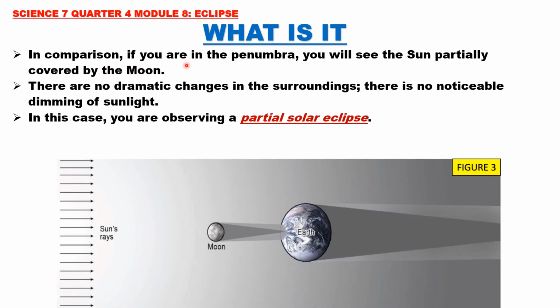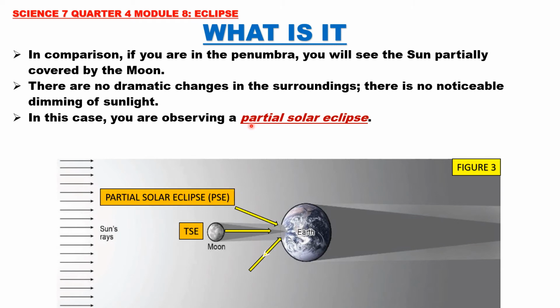In comparison, if you are in the penumbra, you will see the sun partially covered by the moon. There are no dramatic changes in the surroundings. There is no noticeable dimming of sunlight. In this case, you are observing a partial solar eclipse. So in this picture, if you are within the umbra of the moon's shadow, then on Earth, you will be seeing a total solar eclipse. But if you are in the penumbra of the moon shadow, then you will see a partial solar eclipse.